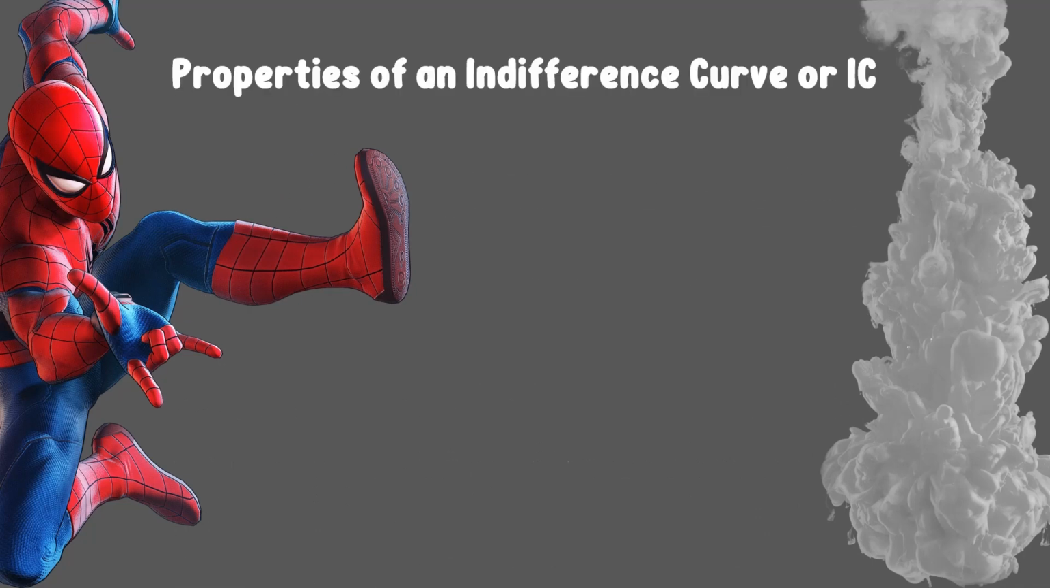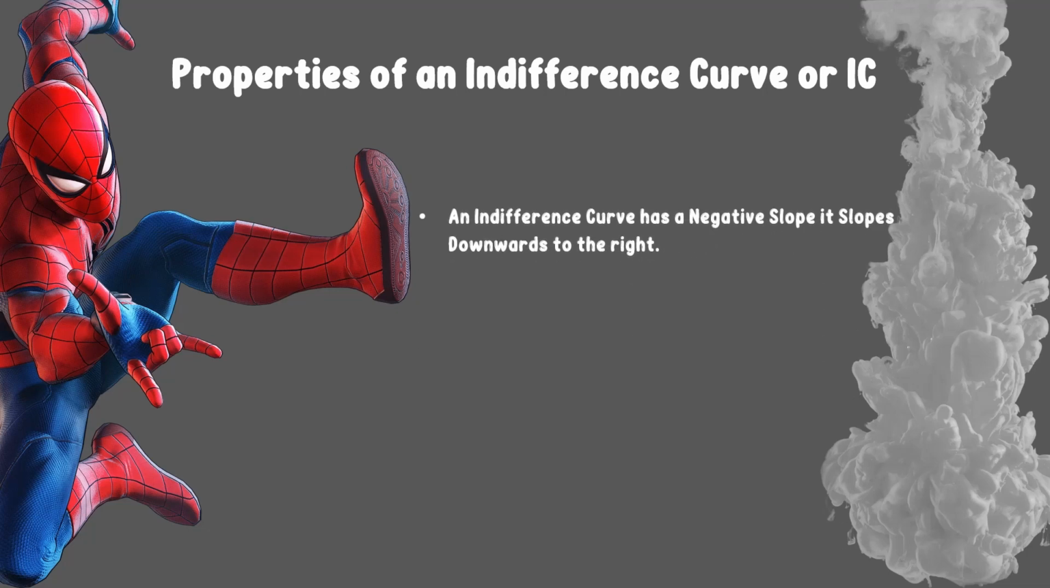I almost forgot the third topic of our video, which is properties of an indifference curve, or IC. An indifference curve has a negative slope. It slopes downward to the right. This signifies that when the quantity of one commodity in the combination is increased, the amount of the other commodity is reduced. This is essential for the level of satisfaction to remain the same on an indifference curve.